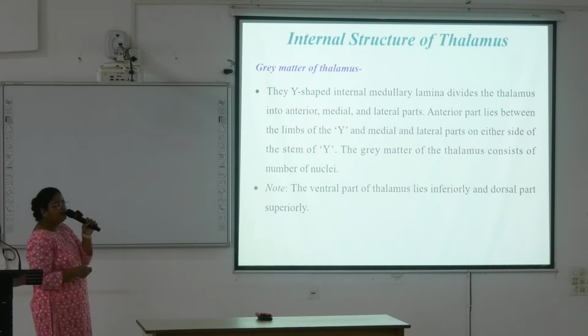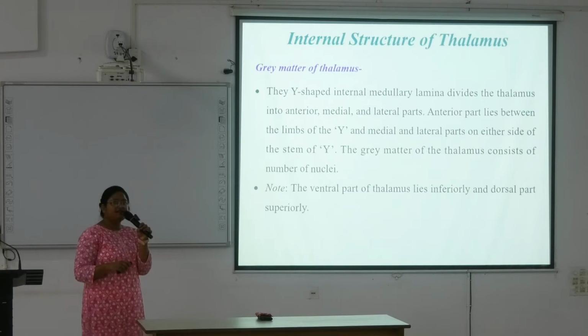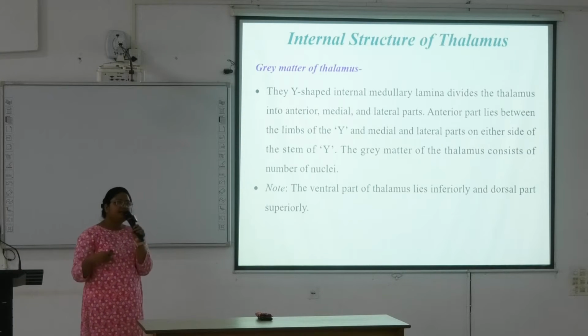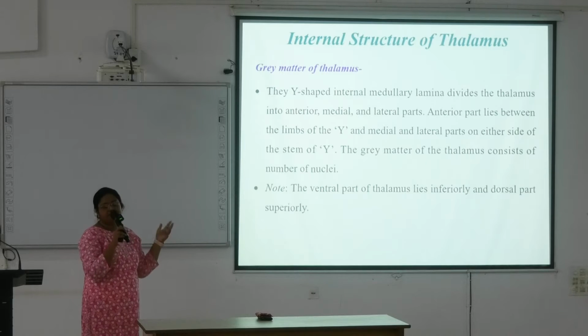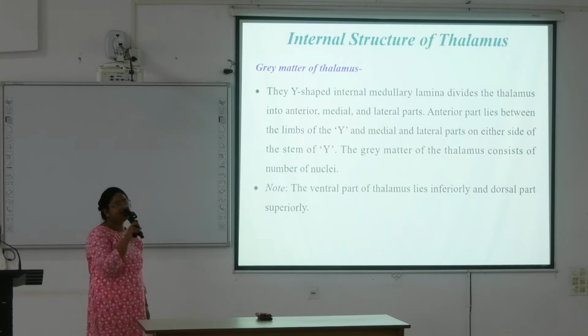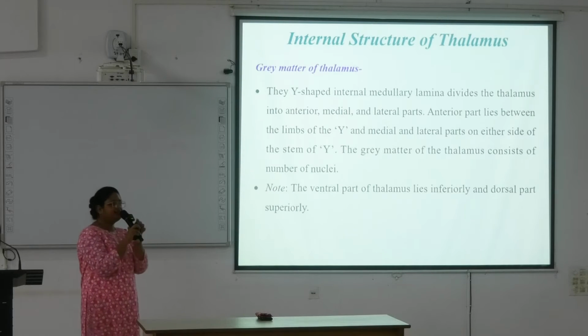Next we go to the internal structure of the thalamus. External structure, all those surfaces and two ends that you have seen in your viscera. Now we go to the internal structure.